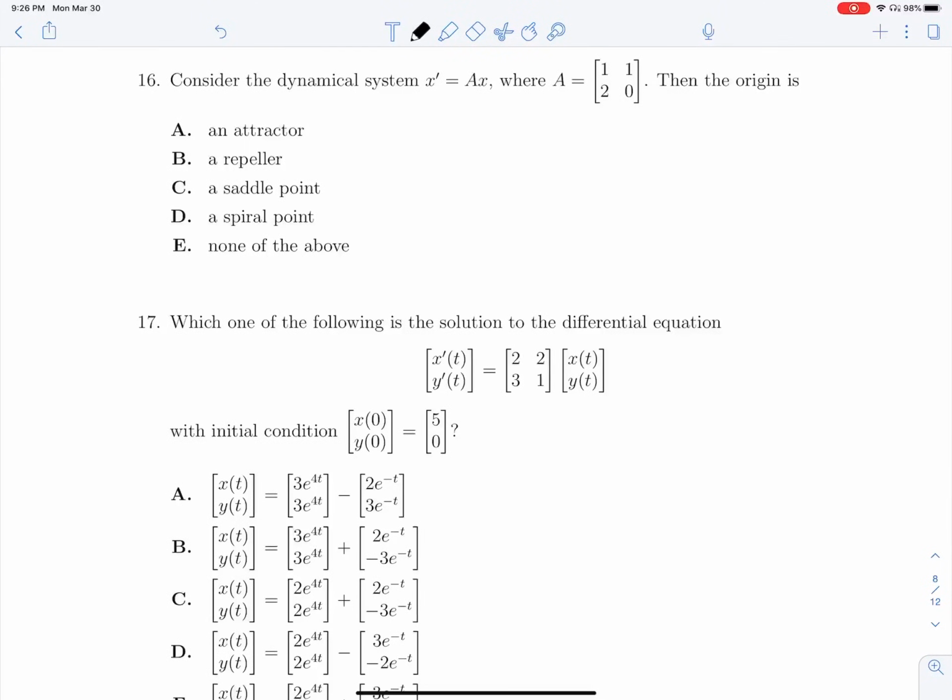16, consider the dynamical system. I still don't like that they use the word dynamical here. It doesn't seem real. It's been a long day. X prime is equal to AX, where A is given there. What is the origin? So really what we need to do is figure out what signs our eigenvalues are, because if lambda 1 and lambda 2 are greater than 0, we have a repeller. If lambda 1 and lambda 2 are less than 0, we have an attractor.